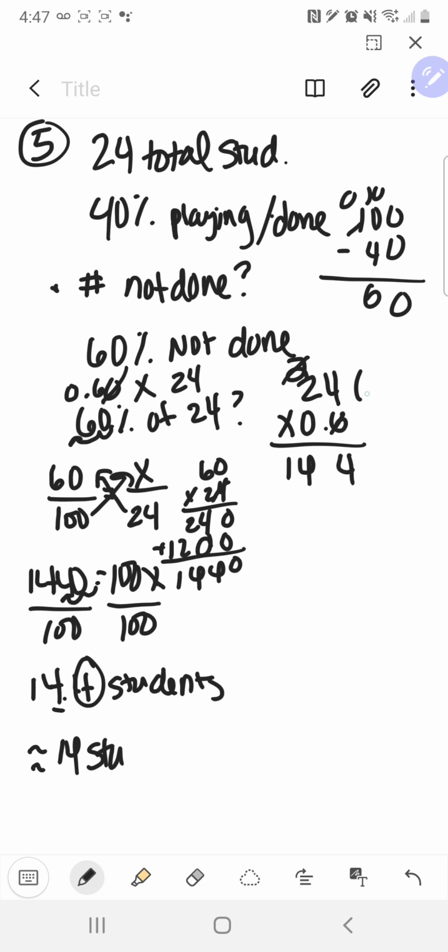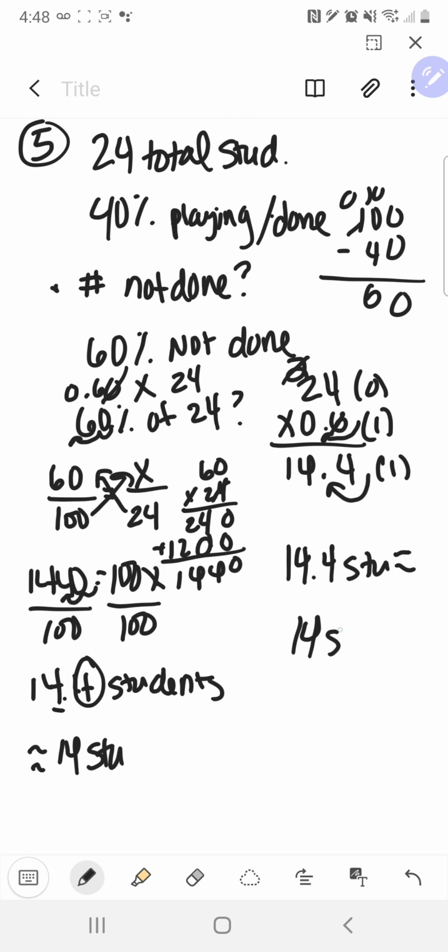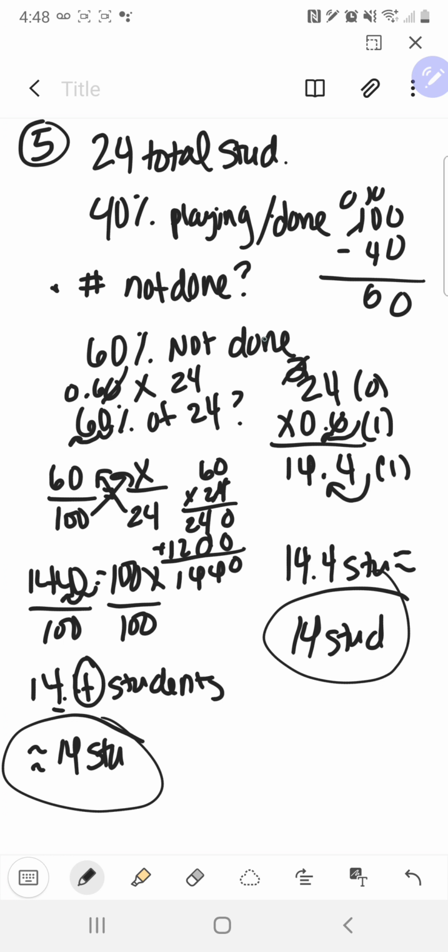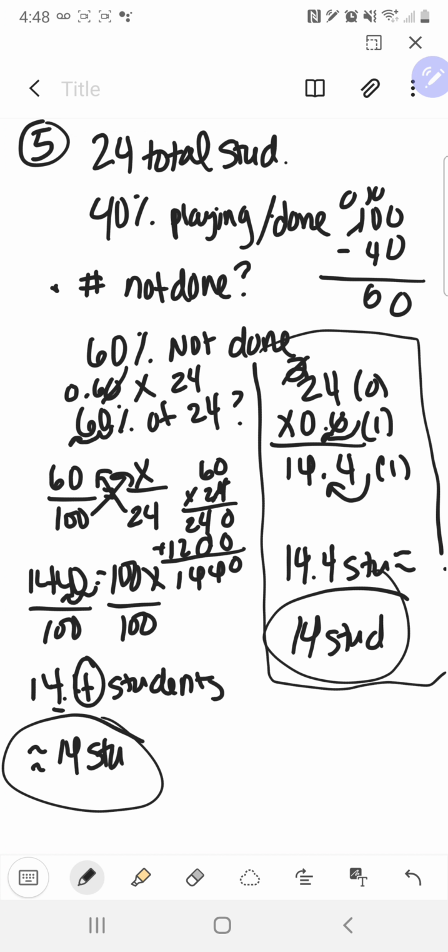Then I've got no decimal places in my first factor, 1 decimal place in my second factor. So in your answer, you're going to have 0 plus 1 is 1 decimal place. We're going to go right here. So you get the same thing, but without all this extra work over here. So 14 4/10 students, but it still is an approximation. So that's about 14 students. So either way, you get the same answer. And this is going to be the method that I'm going to start to use because it's a little bit easier to do and a little bit easier to understand.